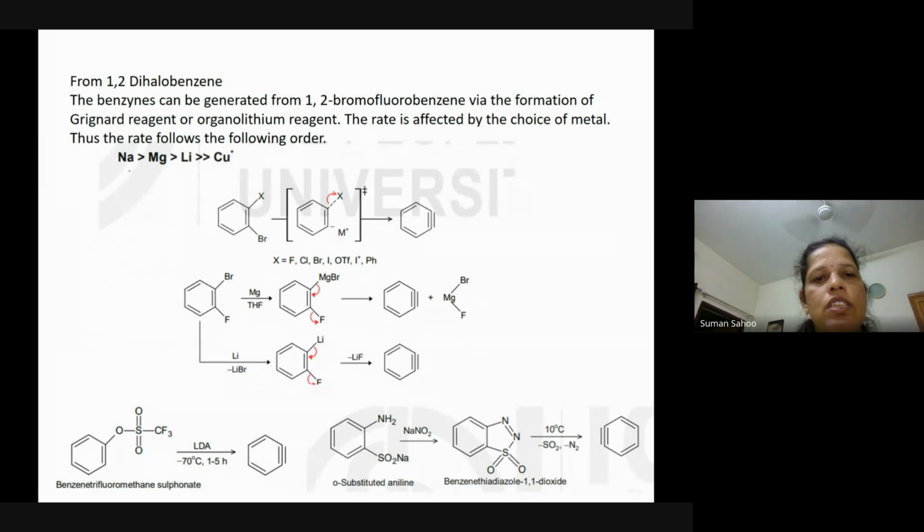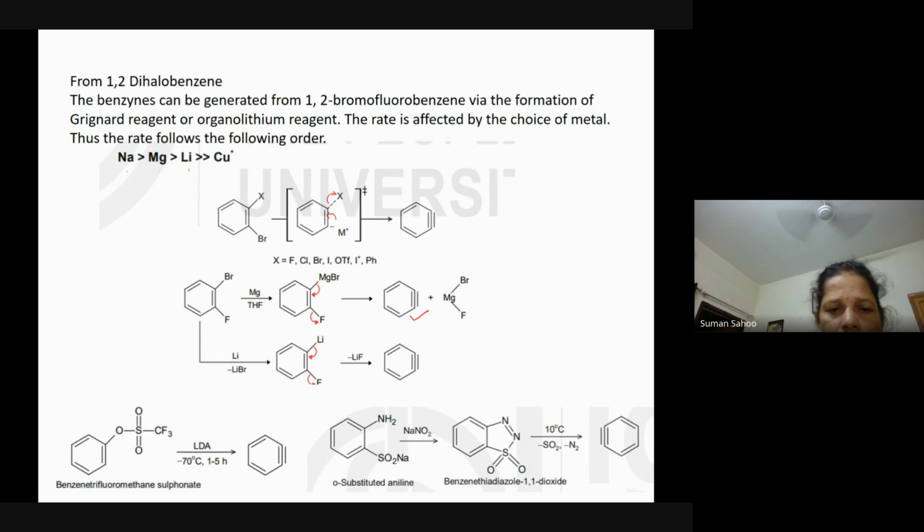So we can just use these metals, sodium, magnesium, lithium, or copper, to form an organometallic reagent, which again can undergo this type of reaction. Magnesium: when you use magnesium, this has to be done in very dry condition. In presence of magnesium, it first generates this organometallic compound, that is your Grignard reagent, and then it undergoes elimination to give your benzyne. Even lithium and copper can also be used, but sodium is more reactive. So most of the time we use magnesium.